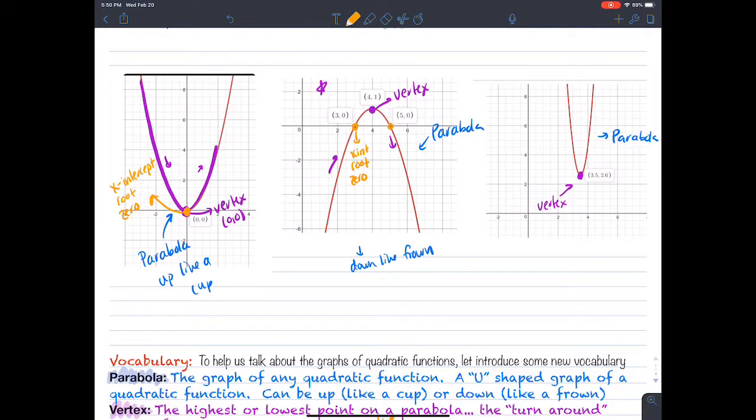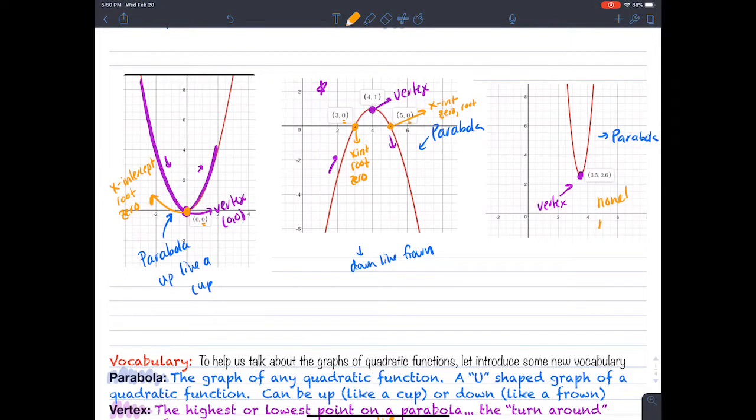This one happens to have 2 of them. There's another x-intercept here. This is another place where it touches the x-axis, so we could call it the x-intercept, we could call it the zero of the function, or we could call it a root. Now, again, what we're noticing is all the y values are always 0. That's the definition of the x-intercept, and that's where the word zeros comes from.